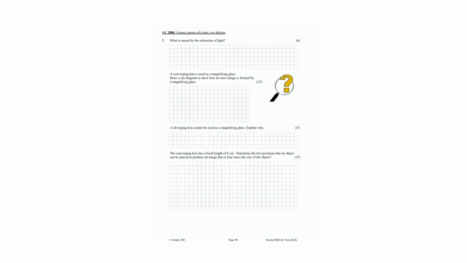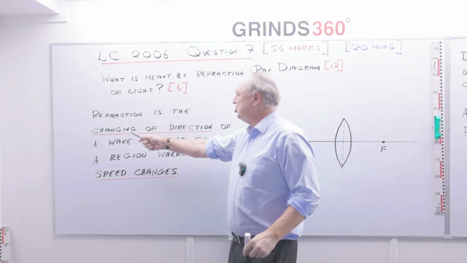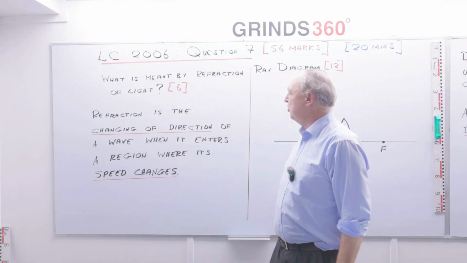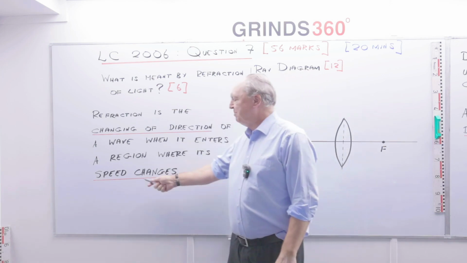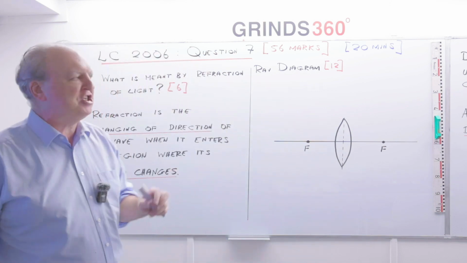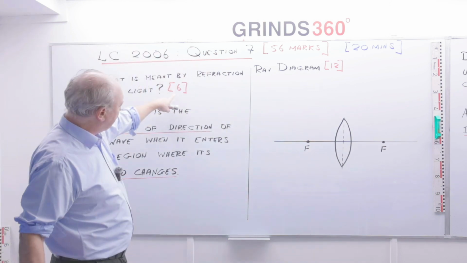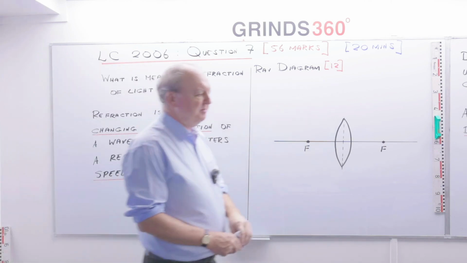So it's question number 7. First thing they're asking you, what's meant by refraction of light? That's just a simple definition. And there's 2 things you've got to get into this answer. The first thing I want to get in is it's a changing of direction of a wave when it enters a region where its speed changes. So they're the 2 things I want to get in, speed changing and changing of direction. So 6 marks for that, probably 3 for each of those. Next part.